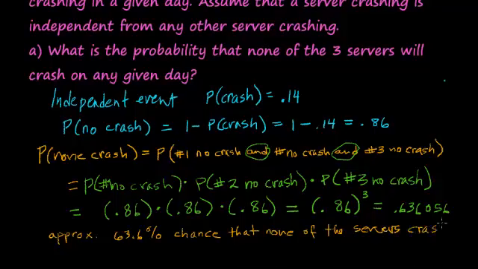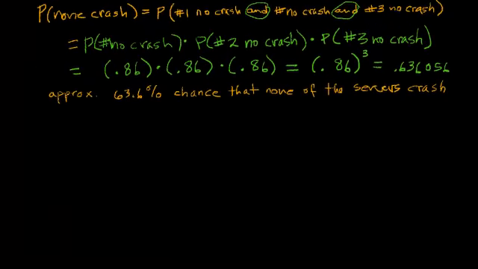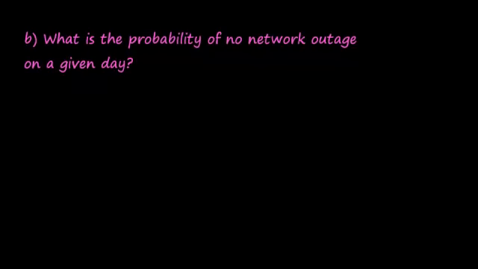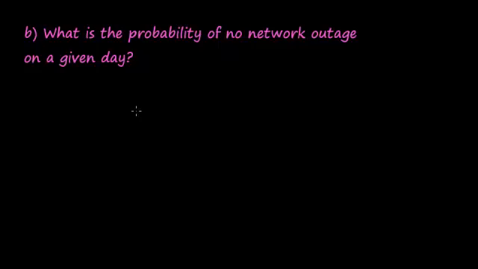Okay, but let's think about this a minute. That doesn't mean that's the probability that the system continues to operate, because recall that we only need one server to be running for the system to operate. So as long as at least one is running, we don't have a network outage. But we probably would be interested in finding out what's the probability that that would happen. What's the probability of no network outage on a given day? So how would we figure that out?